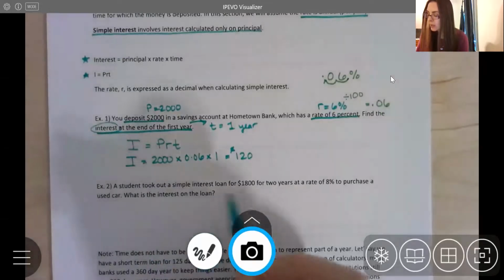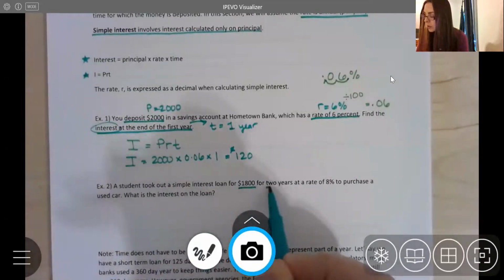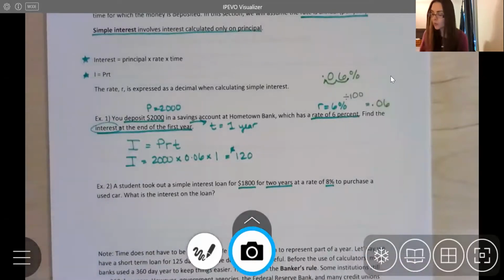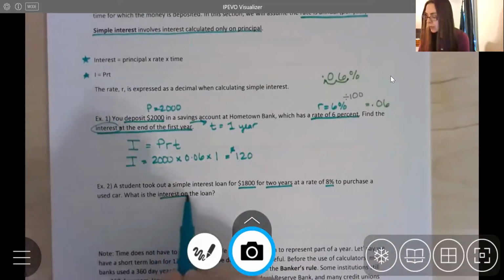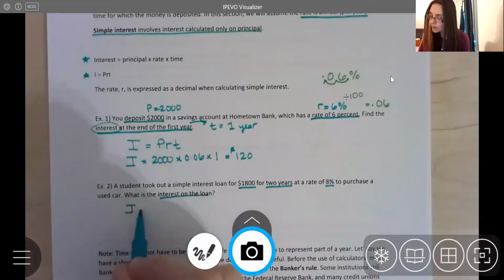A student took out a simple interest loan for $1,800 for 2 years at the rate of 8% to purchase a used car. What is the interest on the loan? So again, we're looking for that interest.